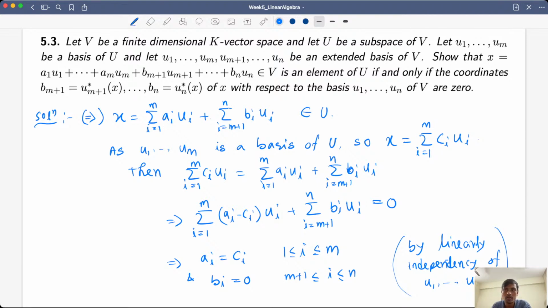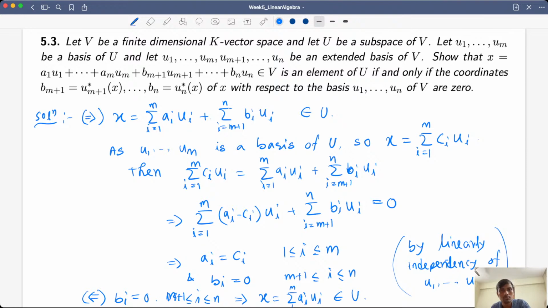And conversely, it is a trivial converse, because if b_{m+1} up to bn are all 0, then x is a linear combination of vectors u1 through um, and u1 through um forms a basis of U. So conversely, bi equal to 0 for m plus 1 less than or equal to i less than or equal to n implies x equals the sum of ai ui from 1 to m, and this clearly belongs to U. So this is a very easy thing.